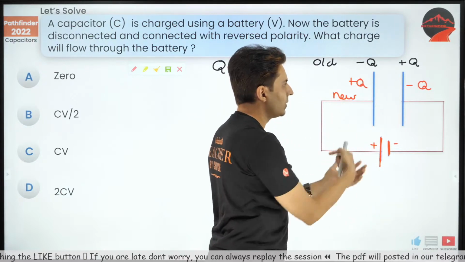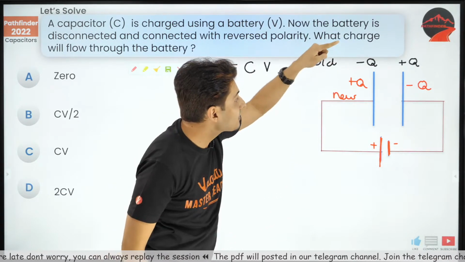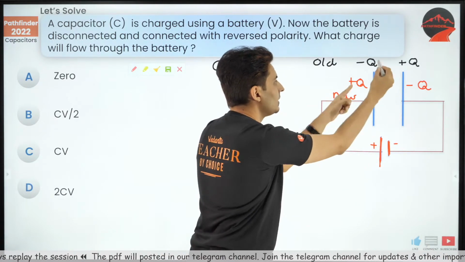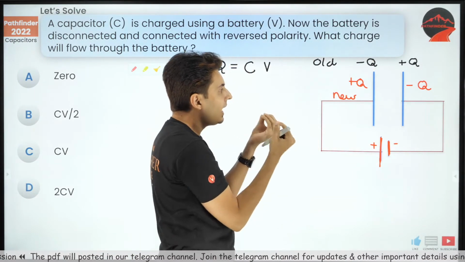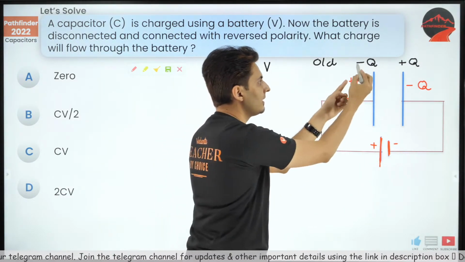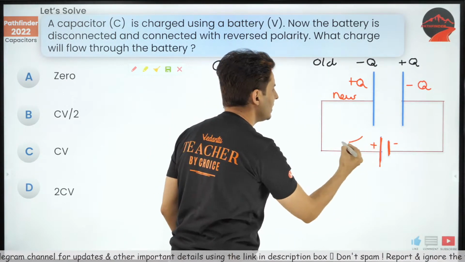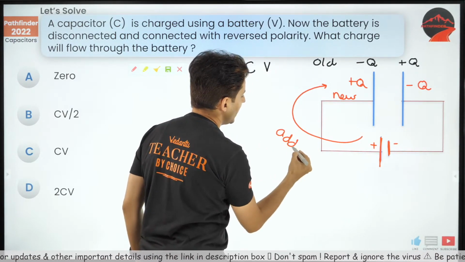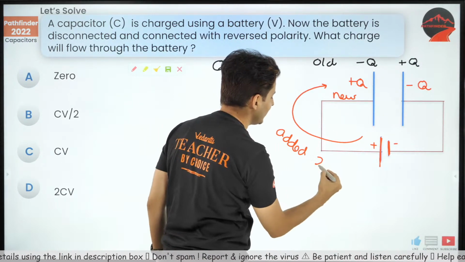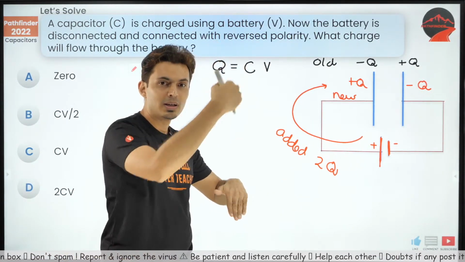If you look at any plate out here, just look at any plate. Earlier, it had negative Q charge. Now it has plus Q charge. What have you done to make it plus Q? I think you have taken it out from here. How much charge have you taken? Exactly, you have taken 2Q charge, guys. Minus Q plus 2Q is Q.